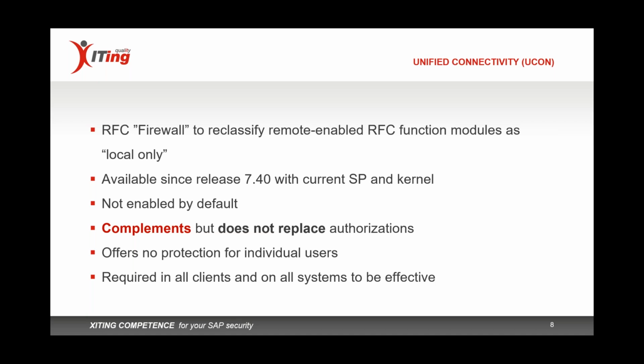And UCON is basically nothing else than a firewall. Based on either a whitelist or a blacklist, we can allow all function modules to be called, or we can exclude certain ones, or we can just whitelist certain function modules that are being used. But it's nothing more than that. We either say we can use it or we cannot, and that needs to be done per client, per system. So we have to do it in the entire landscape. At the end of the day, we have to consider all our systems so that UCON is effective.